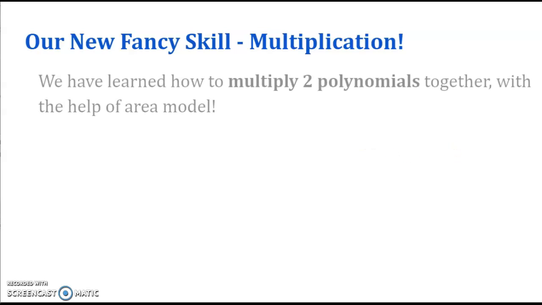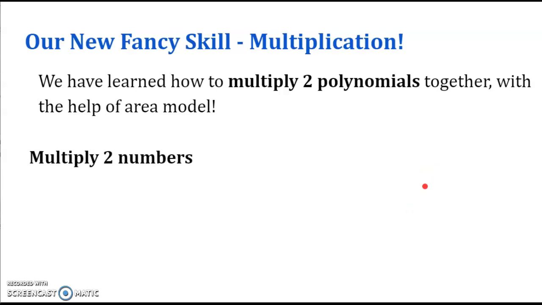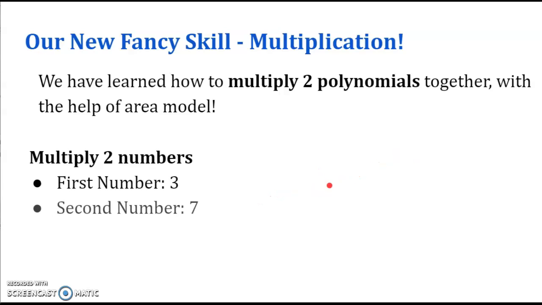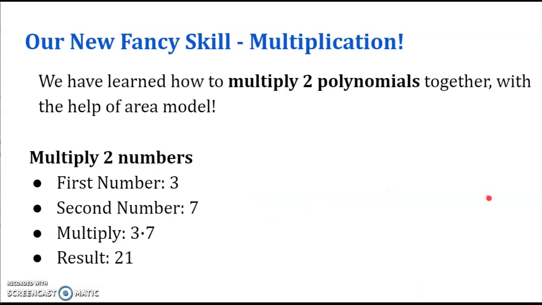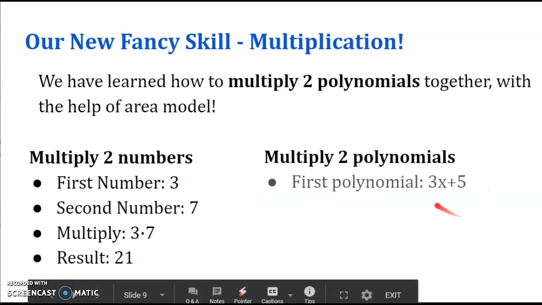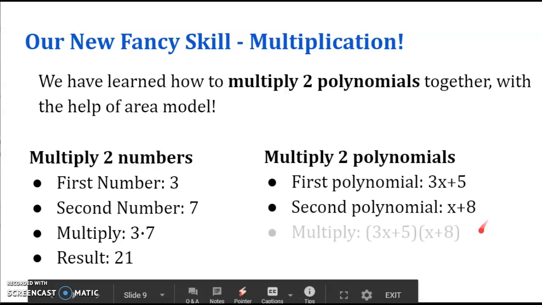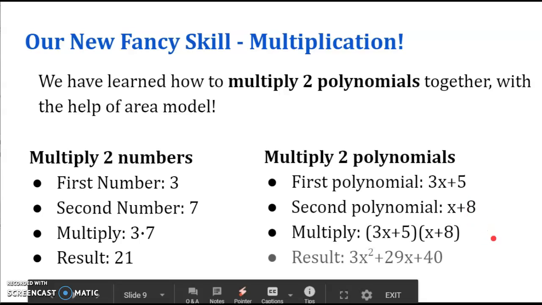Okay, great. So we are going to summarize what we learned. Our new fancy skill of multiplication. We have learned how to multiply 2 polynomials together with the help of the area model. When we're multiplying numbers, we're multiplying the first number with the second number. You get 3 times 7 is equal to 21. With multiplying 2 polynomials, the length and the width, you multiply those together and you get the result.